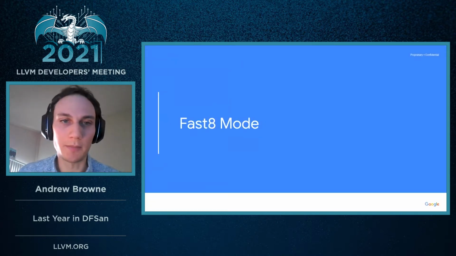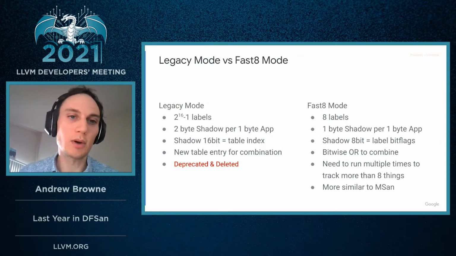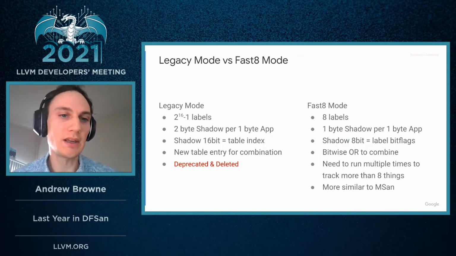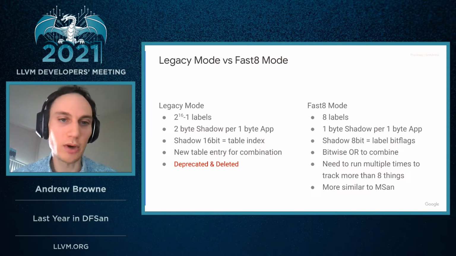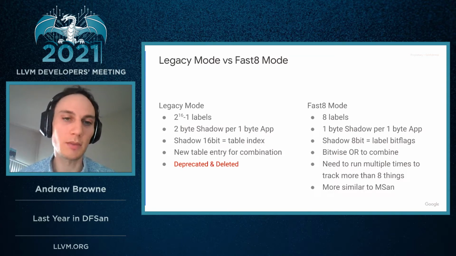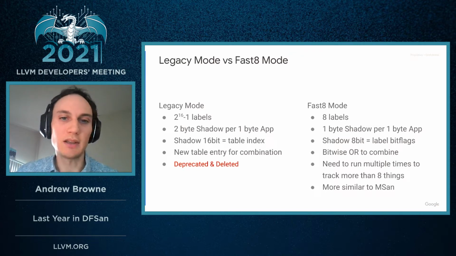So, FAST8 mode. Prior to FAST8 mode, the existing one we called legacy mode. Legacy mode supported 2 to the 16 labels. It used 2 bytes of shadow memory per 1 byte of application memory, and these 2 bytes of shadow memory were used to hold a 16-bit index into a table of taint labels. Legacy mode has now been deprecated and deleted.